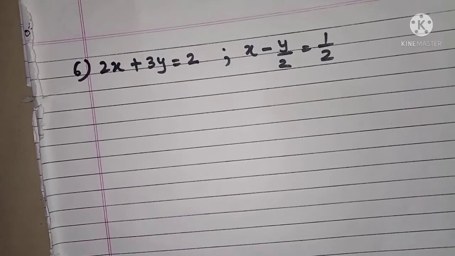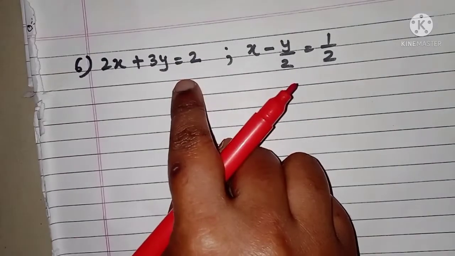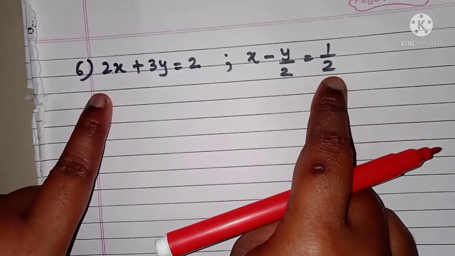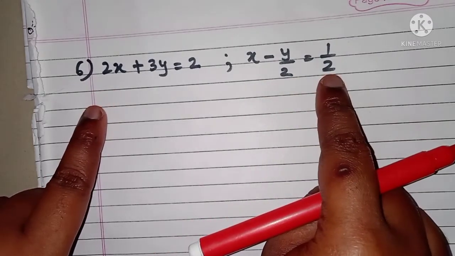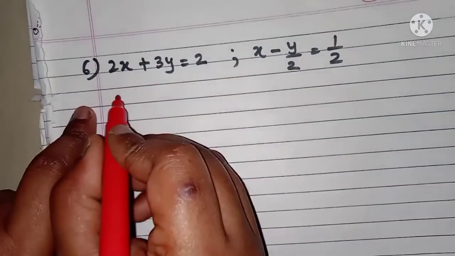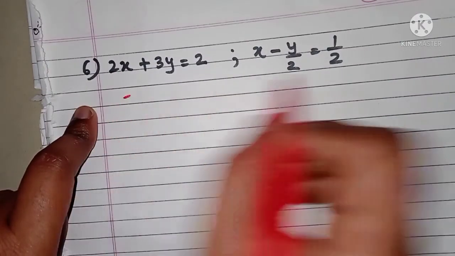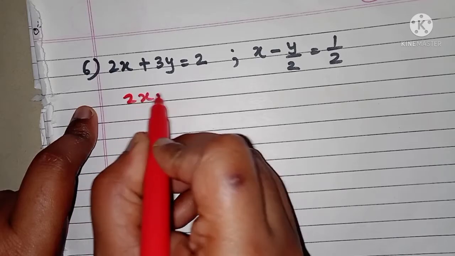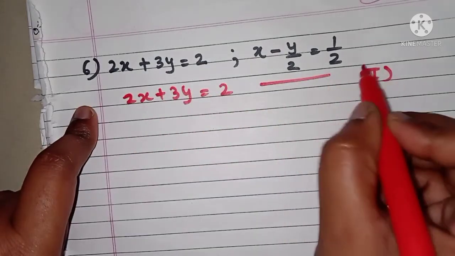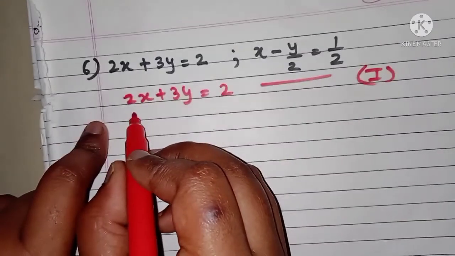The question number 6. Equation 1 is nothing. Equation 1 is normal as we want. But see the equation number 2. It is something different or made complicated. So what we will do? First we will write. Just to make your sum easy, I will give it 1.